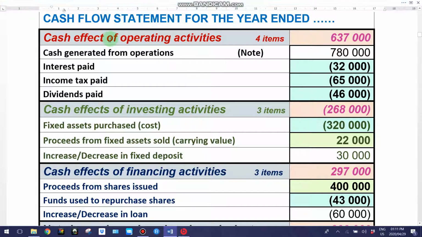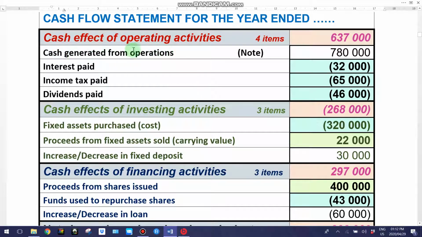The first section concentrates on the cash effects of operating activities. So this here is a title, the cash effects of operating activities. I wrote down here 4 items. It's to remind you that when you are doing this section, you need to have 4 items that you need to cover in this section here. The first item is called your cash generated from operations.